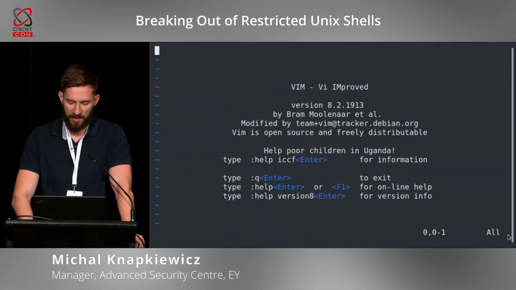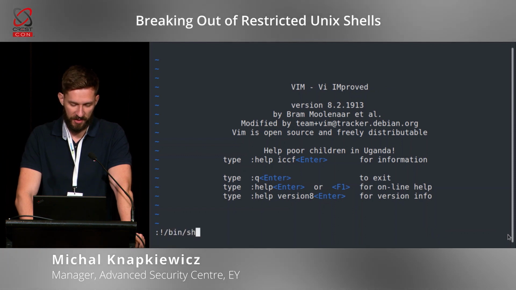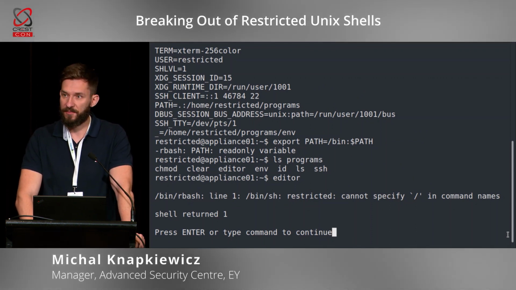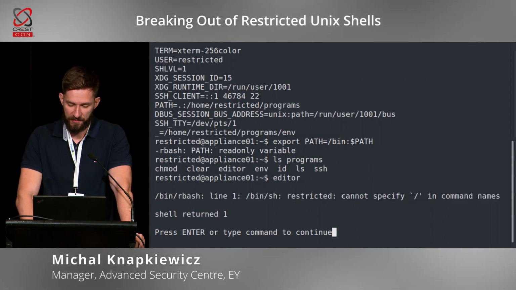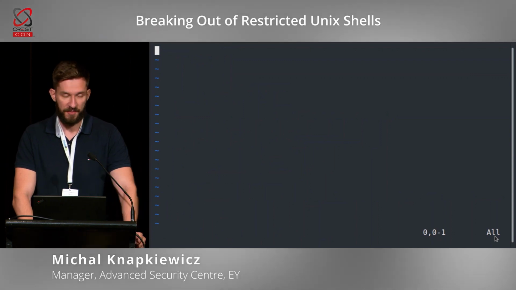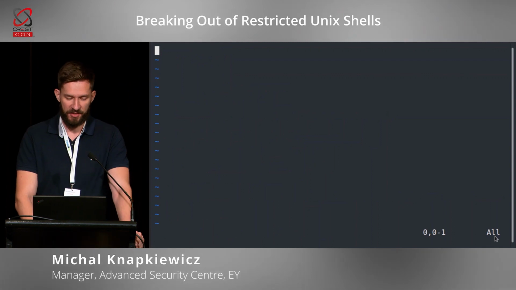So with Vim, there are quite a few things that I've already discussed and showed you for how you can break out. With Vim, very quick, !bin/bin/sh. But unfortunately, this one didn't work. It says that you cannot specify slashes in command names because we're running in a restricted shell. The reason this didn't work is that Vim is using the underlying shell it has been spawned from as the default shell, in this case rbash. So it makes sense why it doesn't allow slashes in the names.